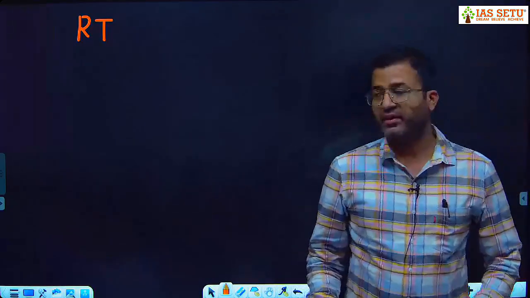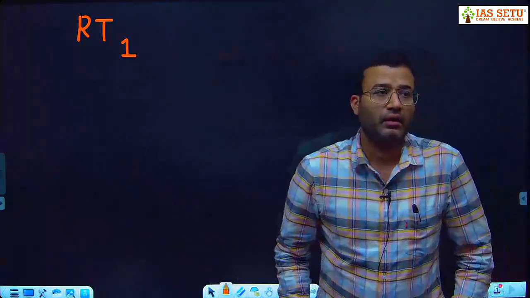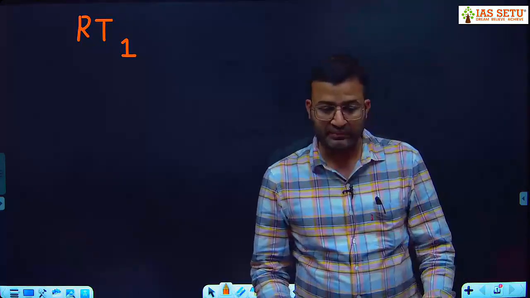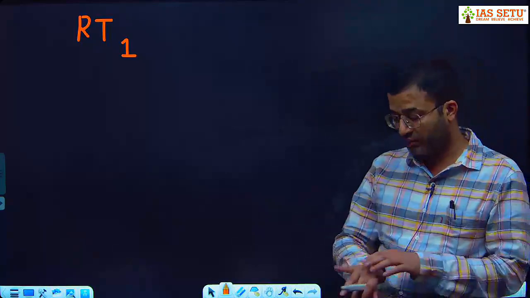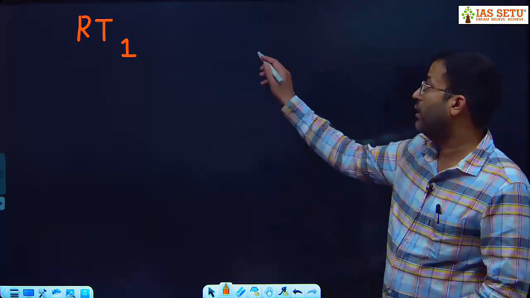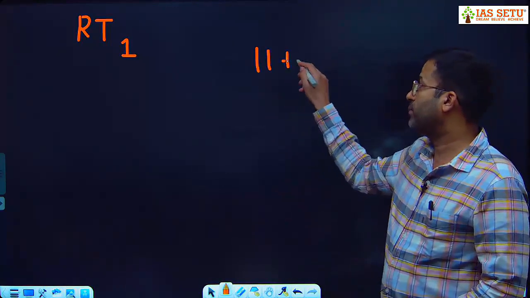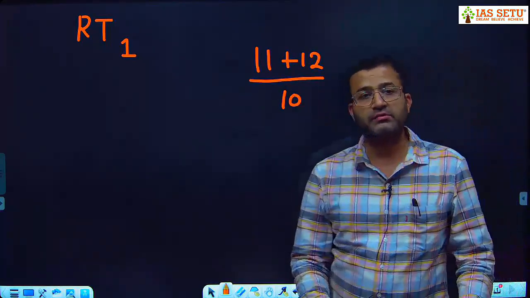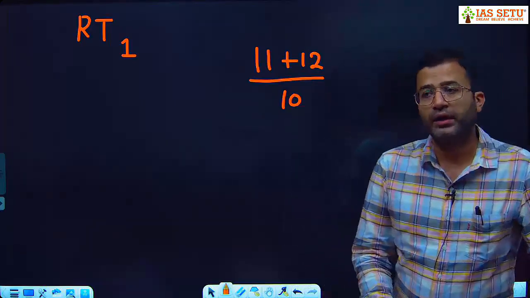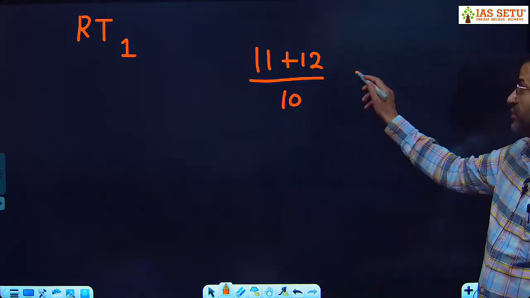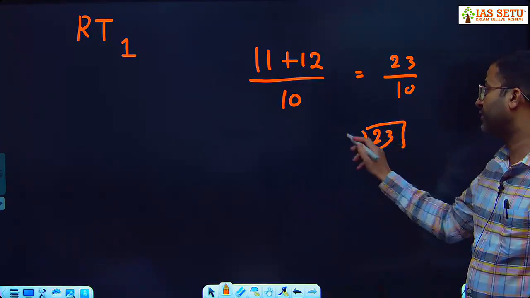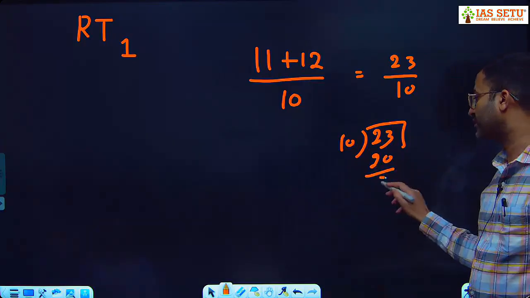Remainder theorem 1 here is like 11 plus 12 divided by 10. And it is asked what is remainder. Here you can add, it is small. 11 plus 12 is 23 divided by 10. 23 divided by 10, what we get? We get 3 as a remainder.